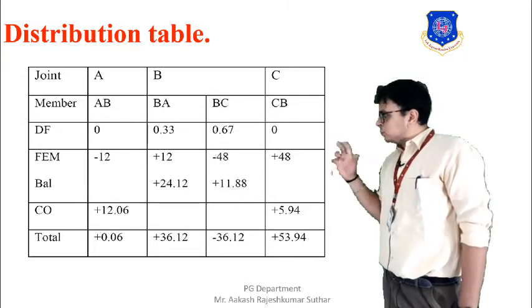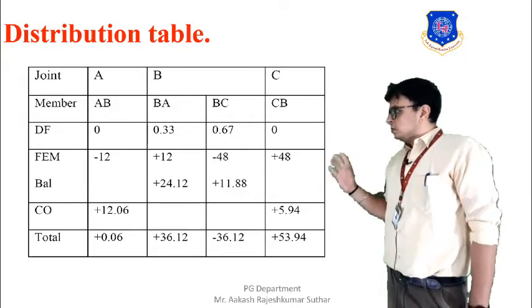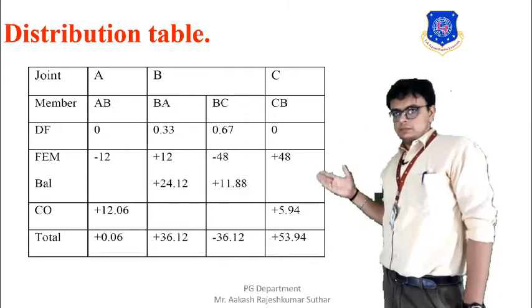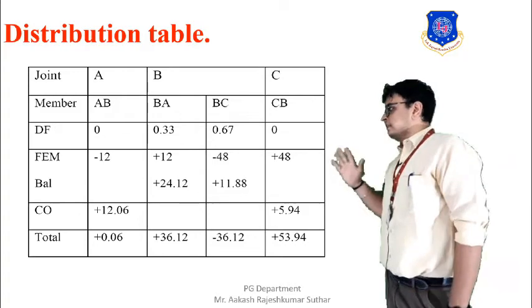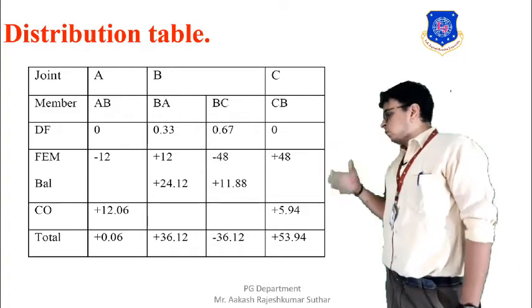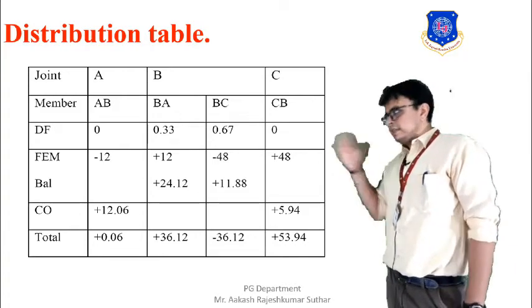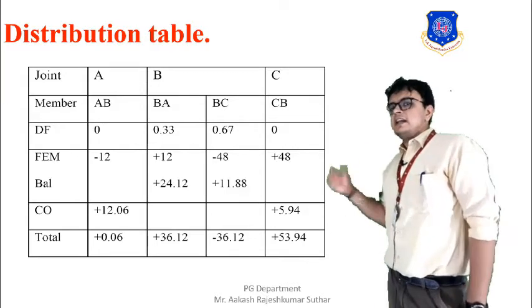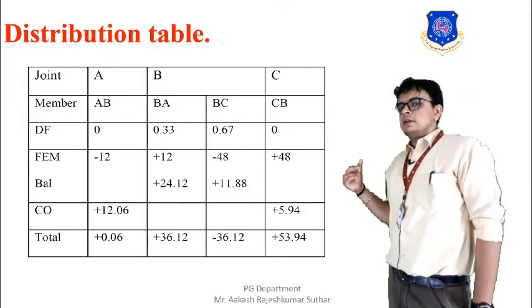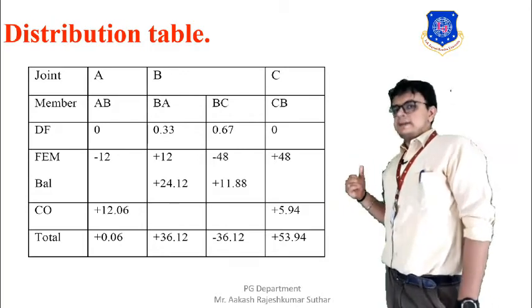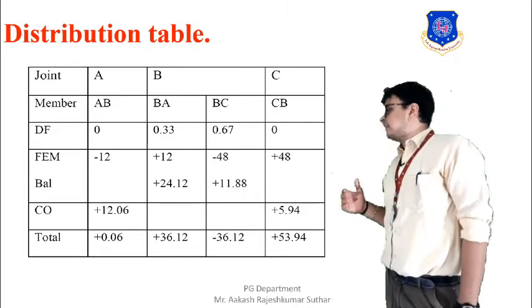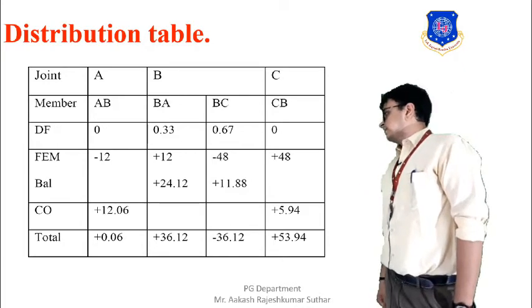So the members that are related to B are only BA and BC. So we have to take the addition of the moments of that joint only. So there the members are BA and BC. We have to add whatever moments we are getting. For BA we have positive 12 kilonewton meter and for BC we have minus 42 kilonewton meter. So we have to add them, and ultimately we get the value of minus 36 kilonewton meter.